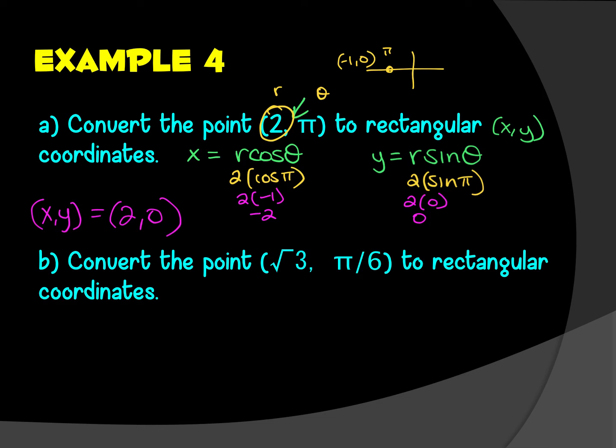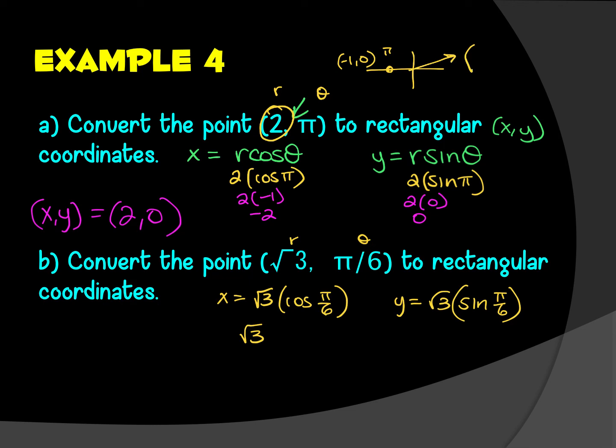B, convert the point √3, comma, pi over 6 to rectangular. So again, we're going from polar to rectangular. X would equal √3, which is now my radius, times the cosine of pi over 6. Y, √3 is the radius, times the sine of pi over 6. So pi over 6 is the first angle I hit after my 0, and the coordinate point there is √3 over 2 and 1/2. So the cosine there is √3 over 2, and the sine there is 1/2.